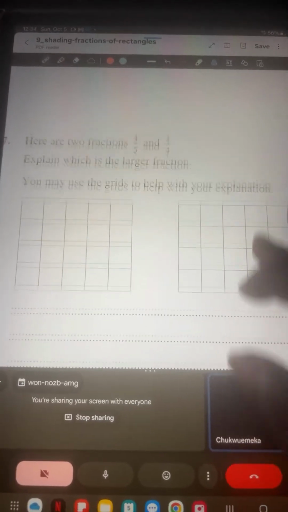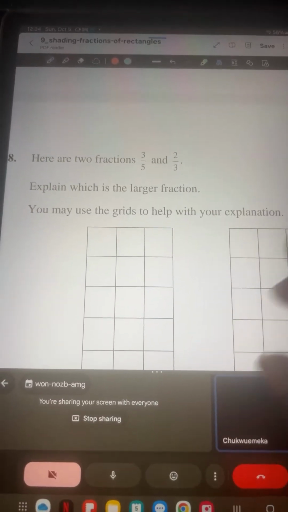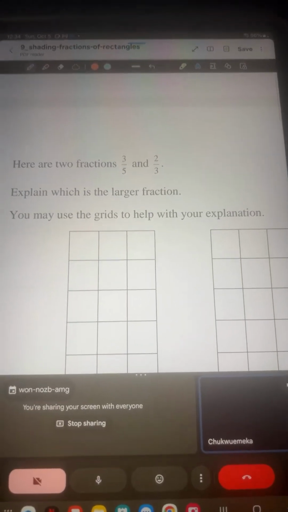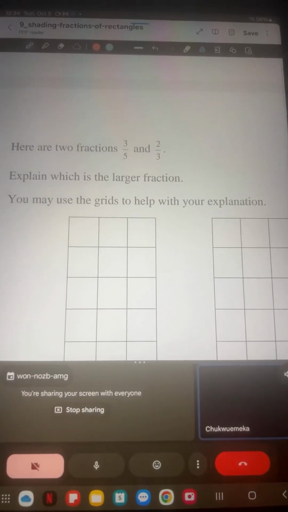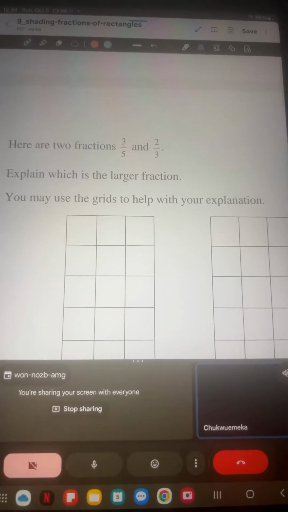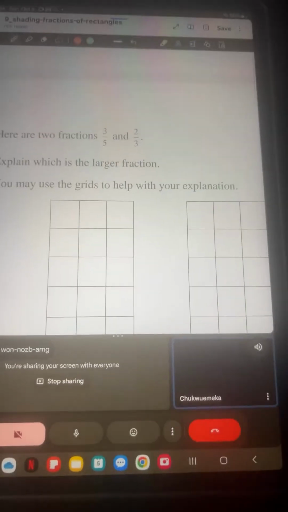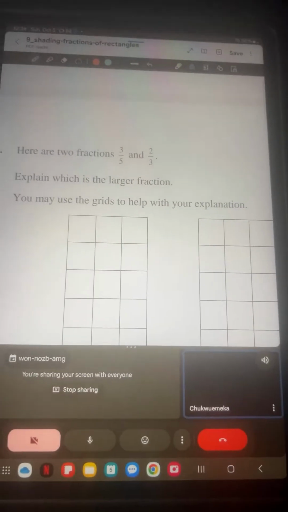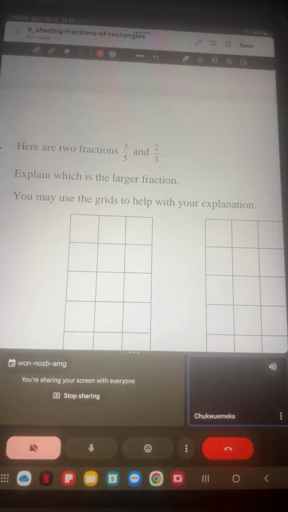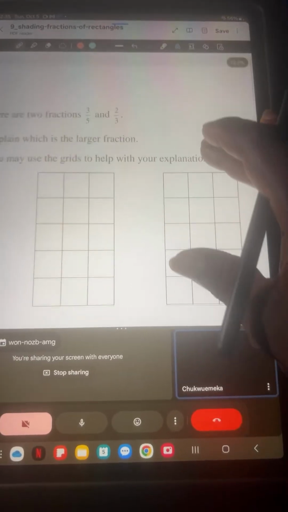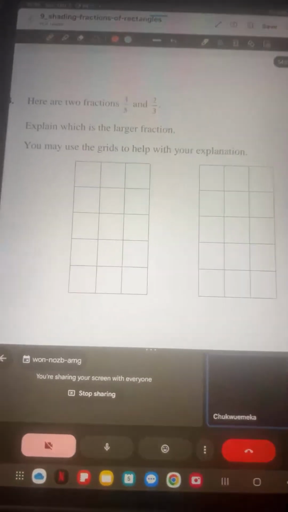Let's get to the next one. Okay. So it says here are 2 fractions. You have 2 fractions, 3 over 5 and 2 over 3. Explain which is larger. So which one is the larger fraction? You may use the grid to help you with your explanation. Okay, you can decide to make them have the same denominator. You know, the grid can help you get this better.